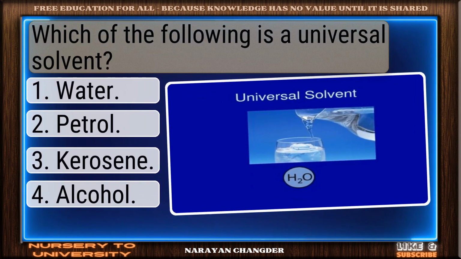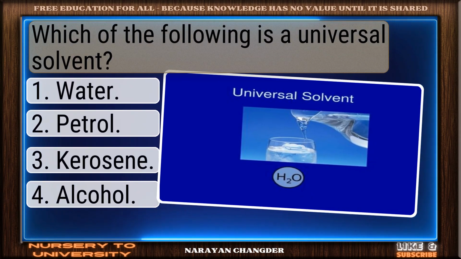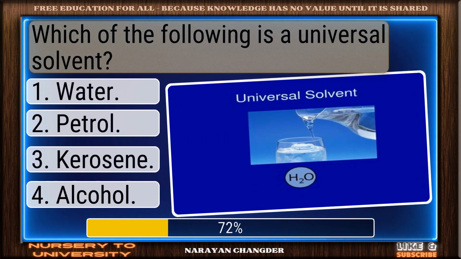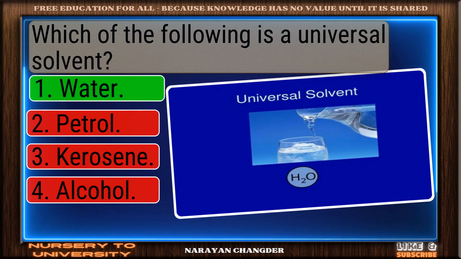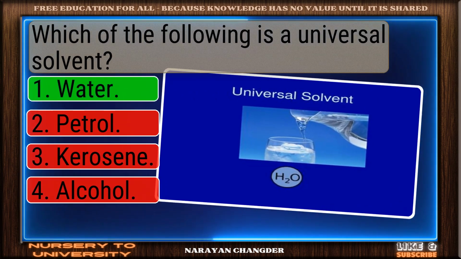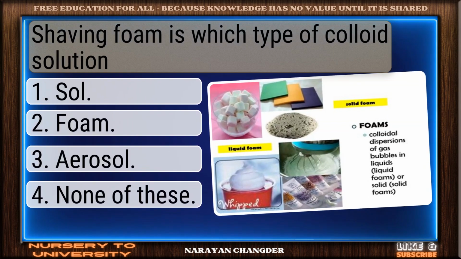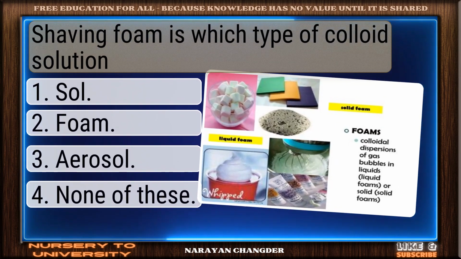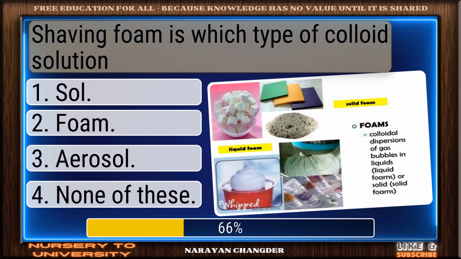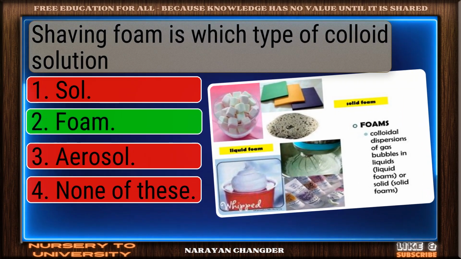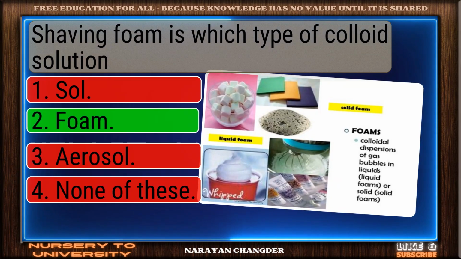Question number 200. Which of the following is a universal solvent? Smart pick. Water is the correct choice. Question number 201. Shaving foam is which type of colloid solution? Great thinking. Foam is the right choice.